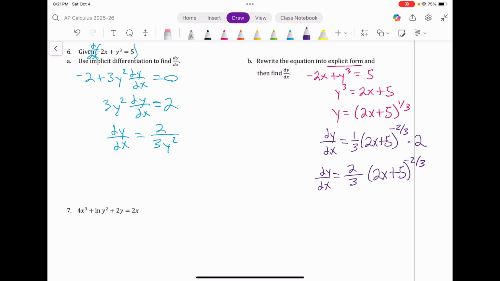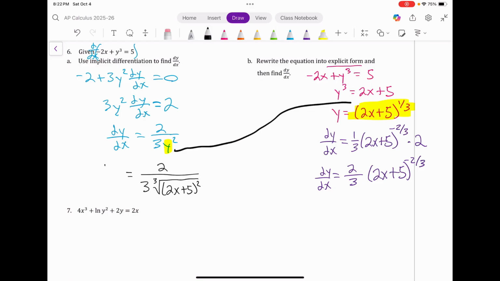Okay, and I want to show that these two are the exact same. So what we notice here is that this is in terms of y when we did implicit differentiation. So I'm going to substitute in that expression for which y equals right here. So what does that get us? That gets us 2/3, and then cube root of that expression squared, 2x plus 5 to the second power. Okay, so you'll notice that these are the exact same.